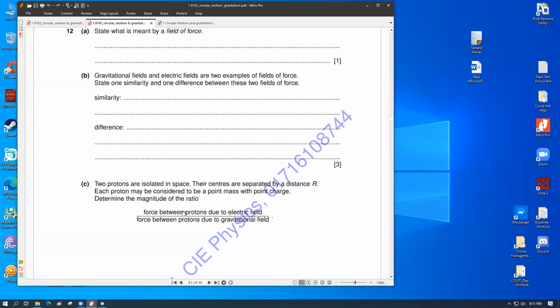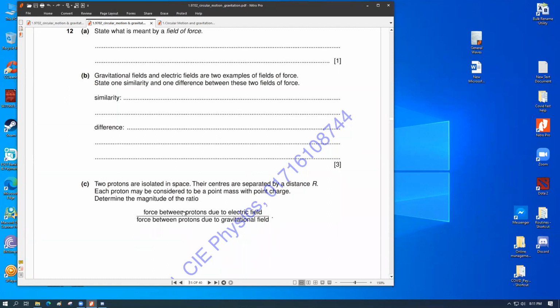See, what is meant by field of force? Two protons are isolated in space, their centers are separated by a distance r. Each proton may be considered to be a point mass with point charge. Determine the magnitude of the ratio. One part is the force between two charged particles, which is the electrostatic force. This comes from Coulomb's law, which is quite identical to Newton's gravitational law, but we teach this in the chapter on capacitors and electric fields. You haven't come across this formula yet, but it's a very simple formula. For the time being you can skip this, because it is not already taught to you, but ultimately we'll learn about that.